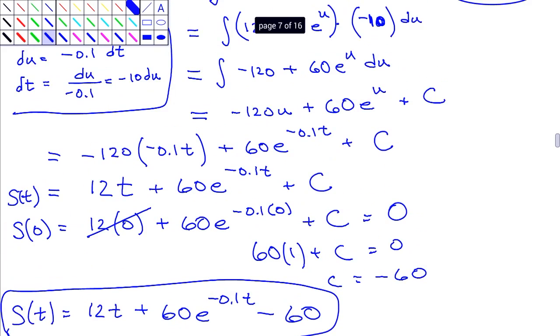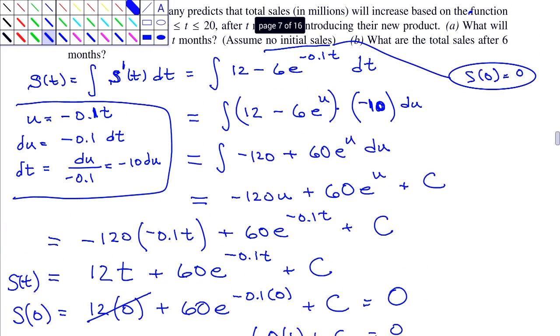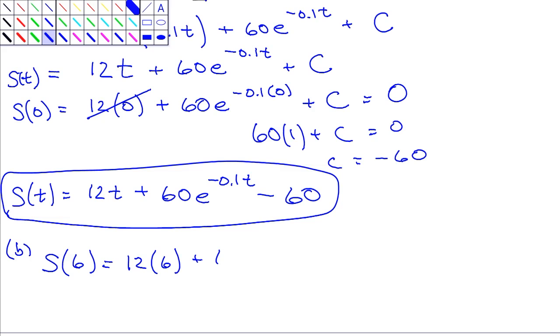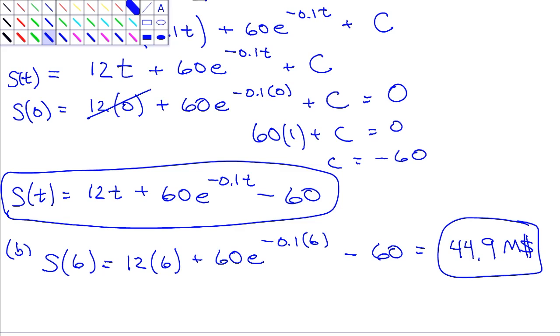And that was A. And then part B is what are the total sales after 6 months? So you plug in S of 6. So it's 12 times 6 plus 60 e to the negative 0.1 times 6 minus 60. If you work that out on a calculator, I think you get $44.9 million. Just like that.